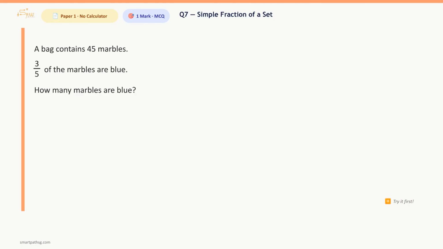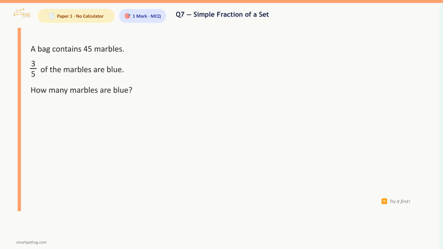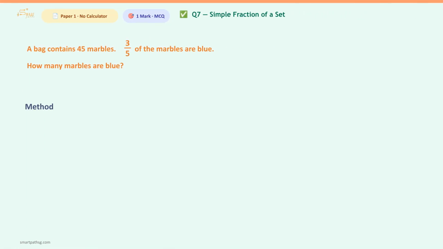A bag contains 45 marbles. 3/5 of the marbles are blue. How many marbles are blue? First step is to set up the equation. Blue marbles equals 3/5 multiplied by 45.